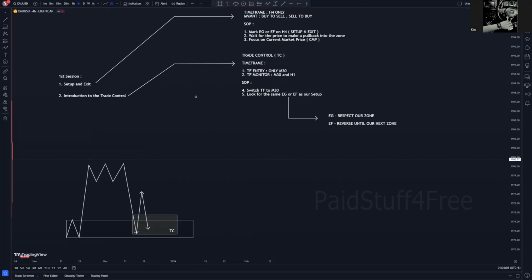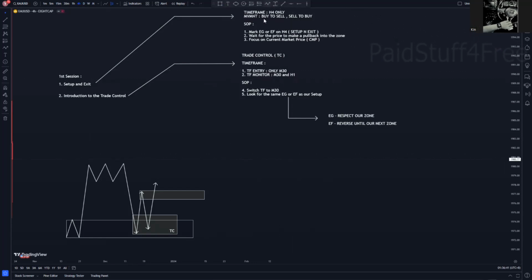Get into the buy zone, and at the same time, the price created an engulfing sell somewhere around here. If the price can break through this engulfing sell and close above it, automatically this will be our buy zone, which we are going to call our EF. Like I said, after the price creates an EF, it shows us that the price is going to reverse until our next zone.